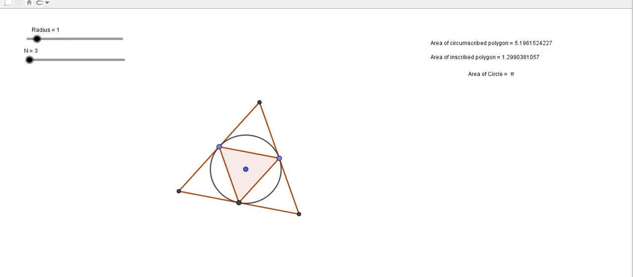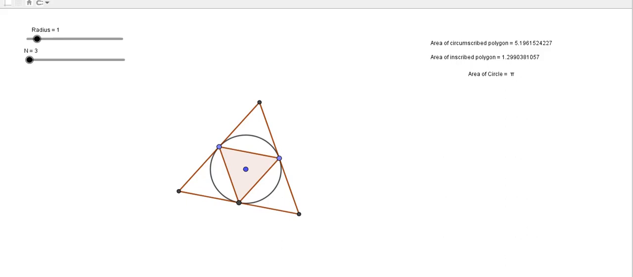So the area of the circumscribed triangle is going to be greater than the area of the circle. And so that was one of the predictions. If that's what you thought based on the picture, that's great. Over on the right, we have the area of the circumscribed and inscribed polygon and the area of the circle.